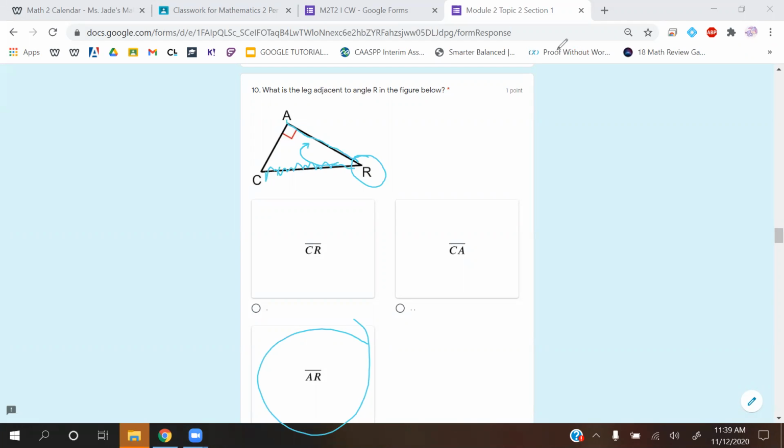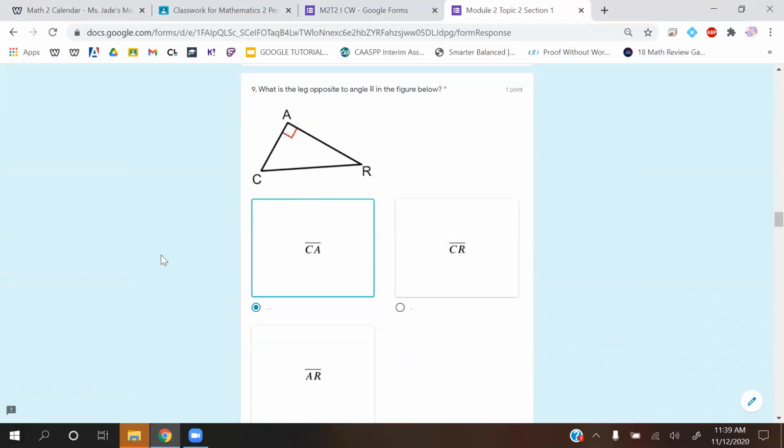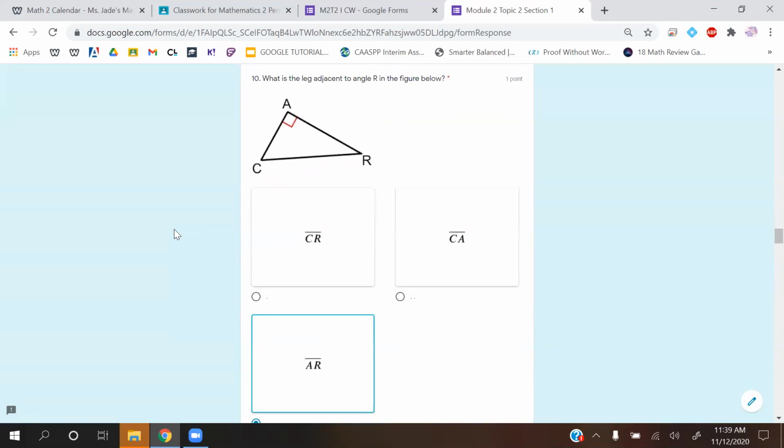So hopefully that was enough time. Clear all. Miss J, number 9 is CR, right? Number 9 was CA. CA? Okay. Yeah, so you need to be opposite of angle R. So here's angle R. Opposite of that has to be CA on the other side. And then 10 was AR.